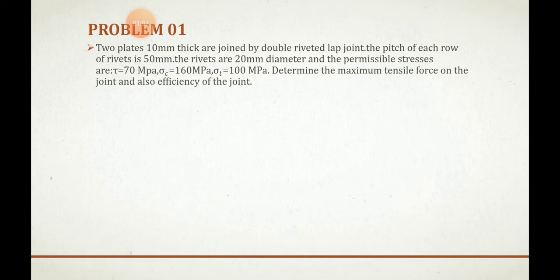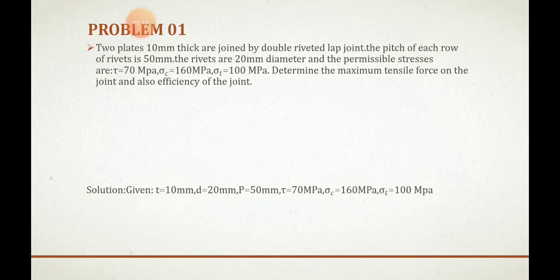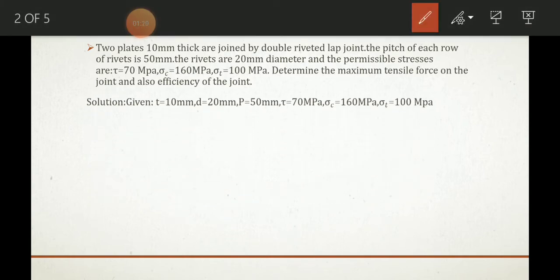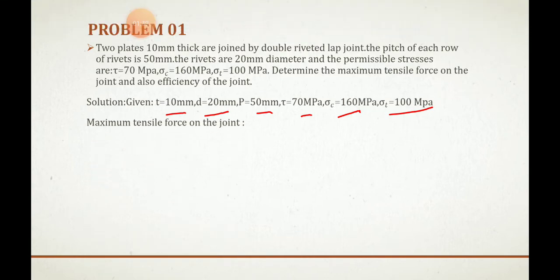So the first thing you have to do is write down the given data. Read the problem and figure out what is given. T, that is the thickness, is 10 mm, diameter of the rivet is 20 mm, P is nothing but pitch, that is 50 mm, shear stress is 70 megapascal, crushing stress is 160 megapascal, and sigma t, the tensile stress, is 100 megapascal.